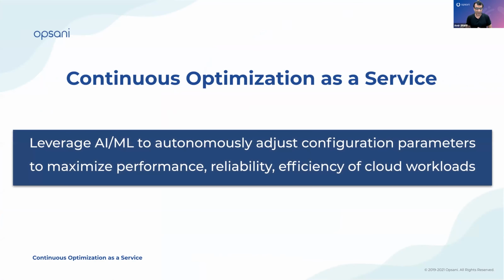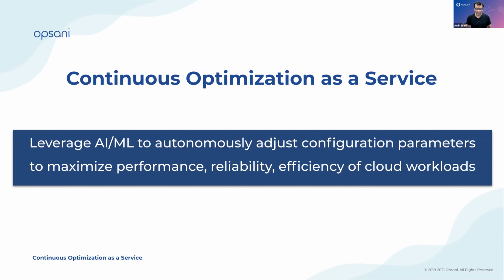So just to set the background, we leverage AI, or basically machine learning, to continuously and autonomously adjust workload parameters. So we detect what the workload is doing, what its needs are in terms of CPU, memory, other tunable parameters, and then based on the workload profile, we adjust the configurations for the cloud workloads to improve performance, reliability, and efficiency, which means it runs better, it generates fewer errors, and it generally costs less.